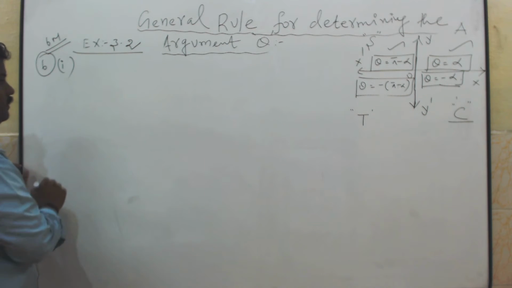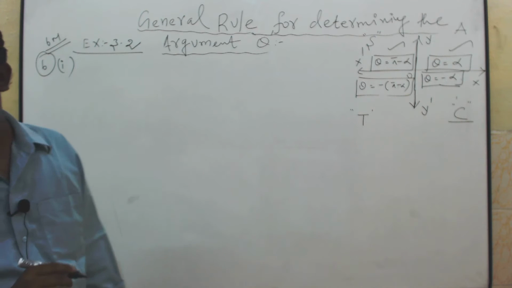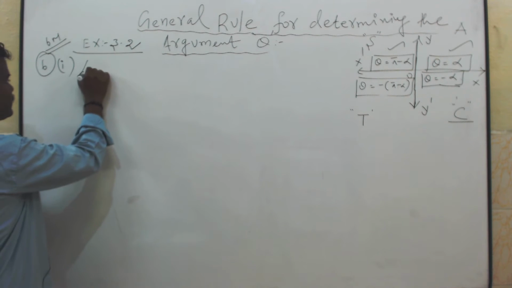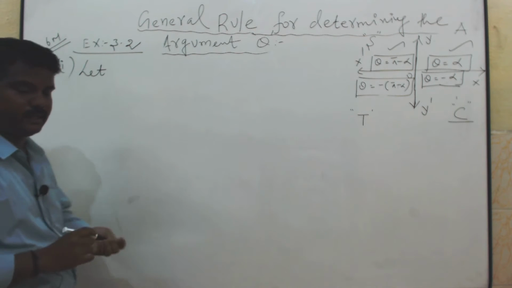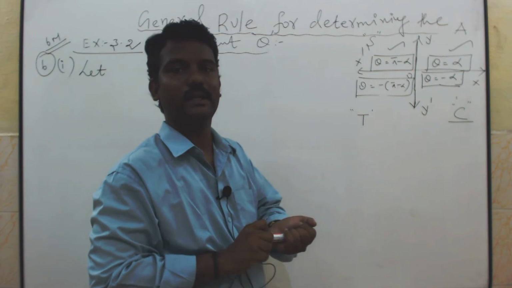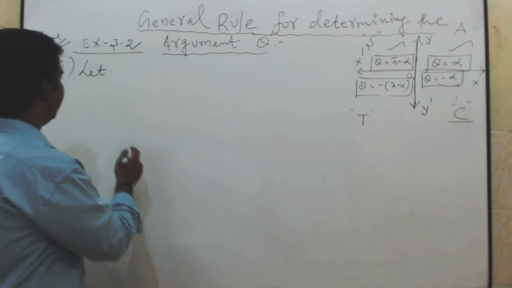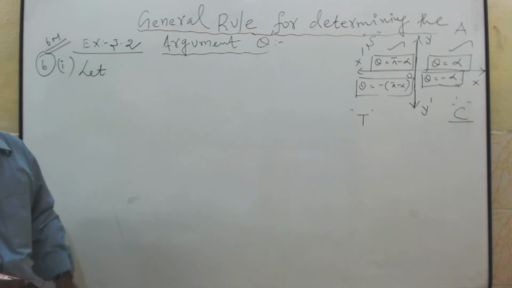Right. What is the first one? 2 plus I 2 root 3. So the first step is you must write like this. என்ன கேட்டிருக்காங்க கொஸ்டின்ல? Express the following complex number in which form? Polar form. So how will you write? Let, what is the given complex number?